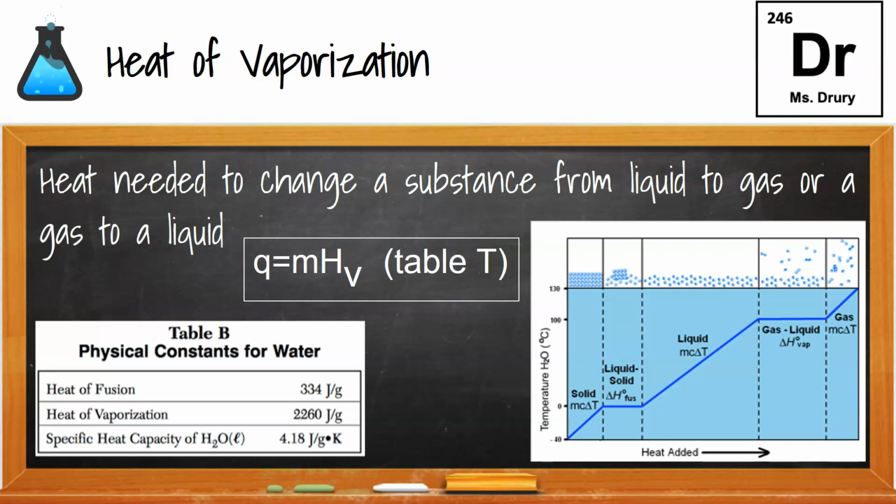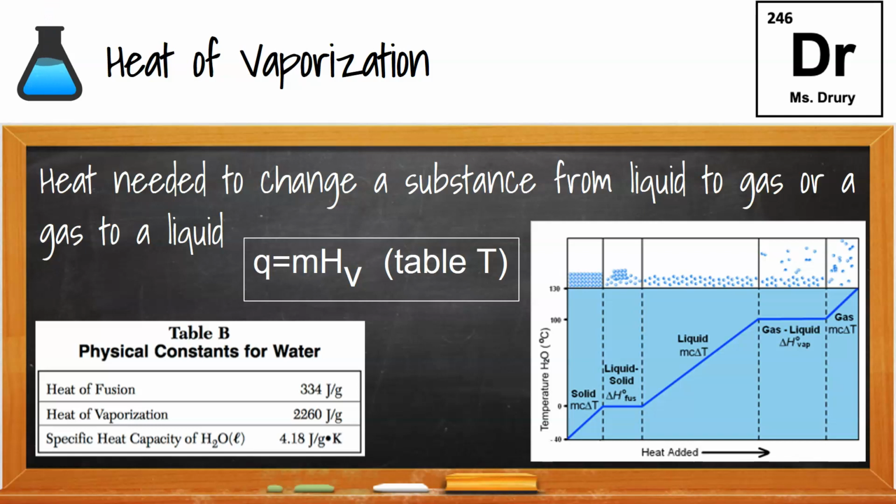Similarly, the formula looks very similar for the heat of vaporization. So if you're changing it from a gas to a liquid or a liquid to a gas, you're going to be using Q equals mHv, again Q being heat, M being mass, but Hv being the heat of vaporization, which is given as 2,260 joules for every gram. So if you have a gram of water and you want to vaporize it, you have to put in 2,260 joules. And if you want to liquefy it, you have to take out 2,260 joules.